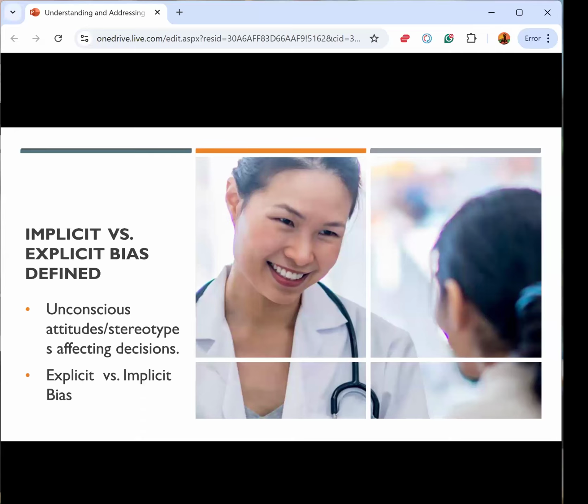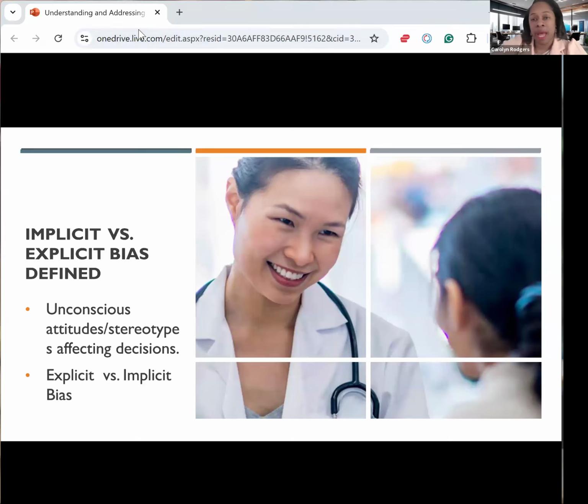Yes. Excellent. All right, so when we talk about implicit bias, the first thing I want to do is define it, because many people may not know what implicit bias is in comparison to explicit bias. So the first thing I'm going to talk about is what explicit bias is. Explicit bias is conscious and intentional attitudes, beliefs, or preferences towards a person or a specific group. And so that means the person knows what they're doing.